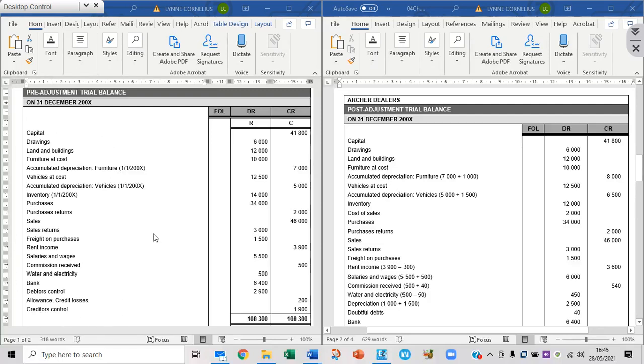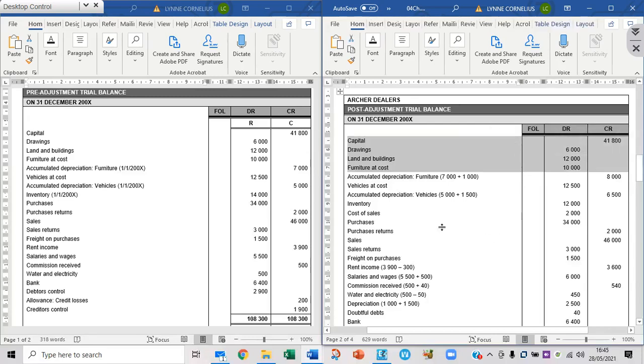These are the accounts that will also be included in your post-adjustment trial balance, but remember, in our journal entries, we created new accounts. They also have to be included in the post-adjustment trial balance. As you can see, the capital, drawings, land and buildings, furniture, no adjustments were done there, including the vehicles at cost. No adjustments were done there, so those balances are carried over as they appear in the pre-adjustment trial balance.